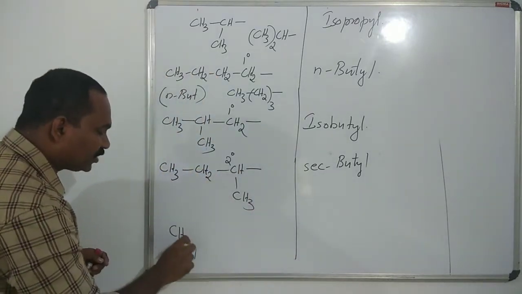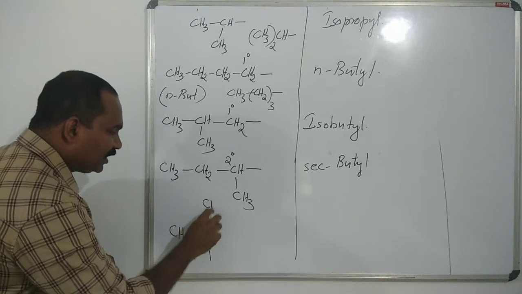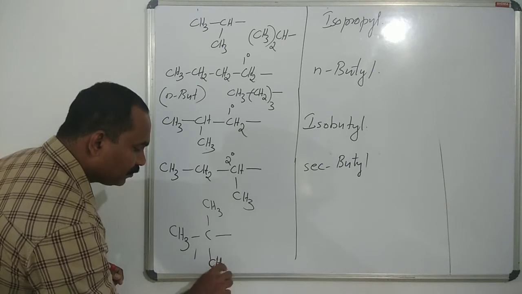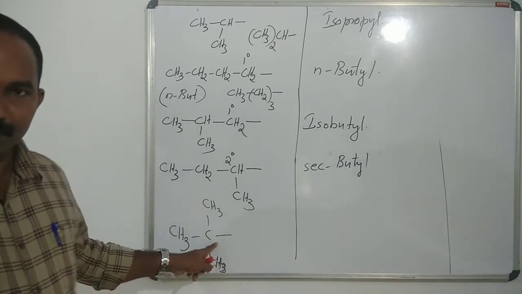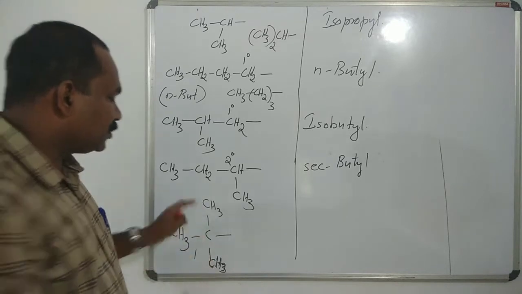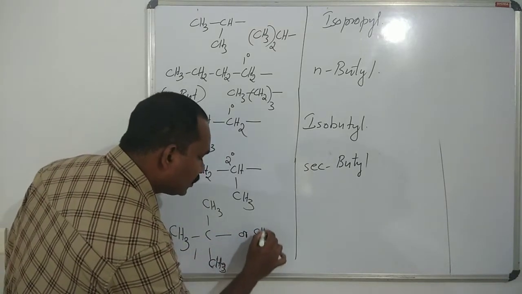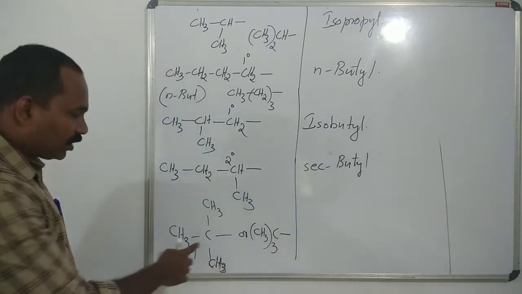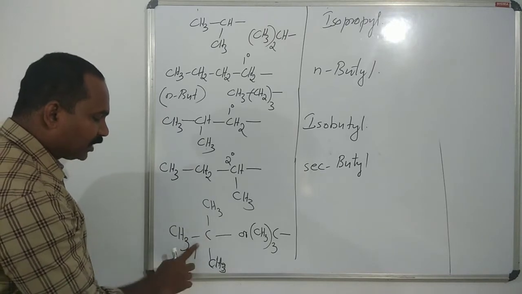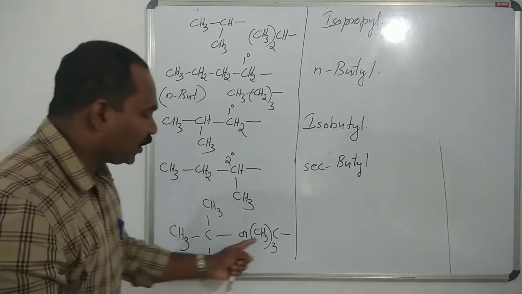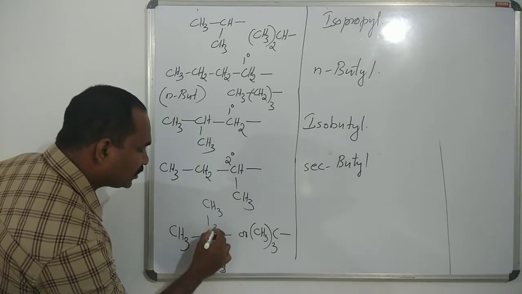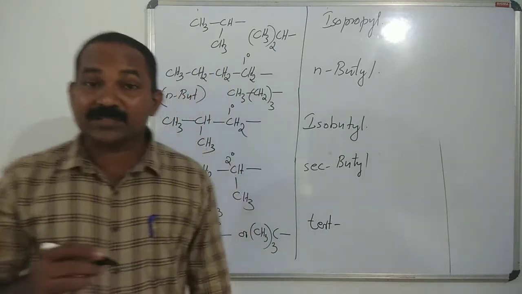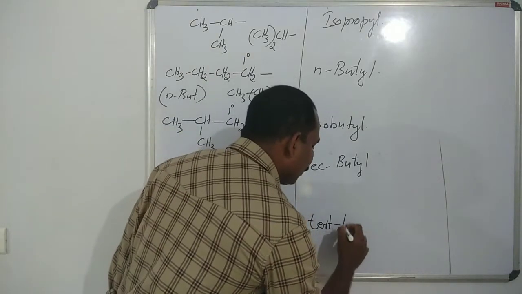Another one, CH3, CH3. The link is through this carbon atom. Or it can be written as CH3 three times C. Look at this carbon: three methyl groups are attached to one carbon atom. That's why it is tertiary. So this carbon is tertiary and we write tert, for tertiary. Tert-butyl.